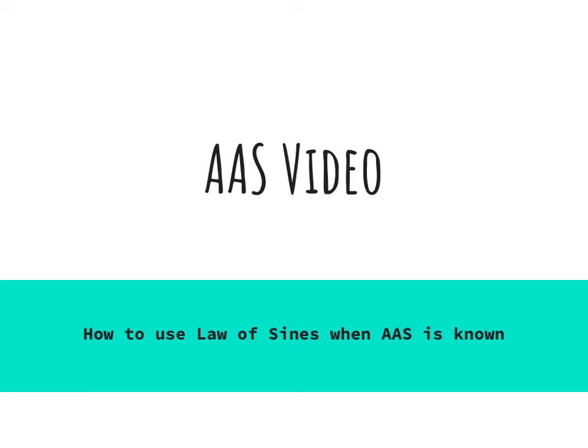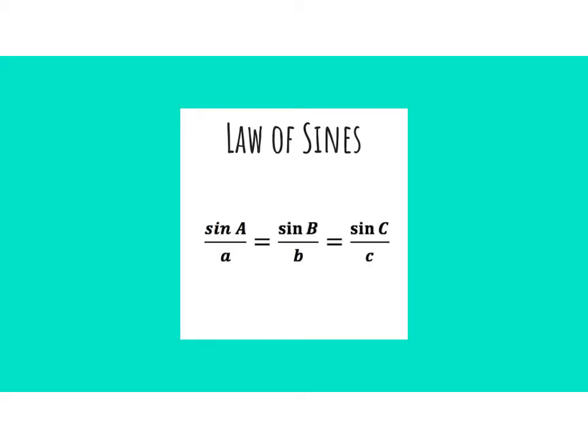This is the video for how to use law of sines when two angles and one side are known. Again, law of sines is the sine of an angle over opposite side equals sine of an angle over opposite side equals sine of an angle over opposite side. You have two of these ratios to solve. In order to solve, you need to know at least one complete ratio and then one additional piece of information, whether that is an angle or an additional side.